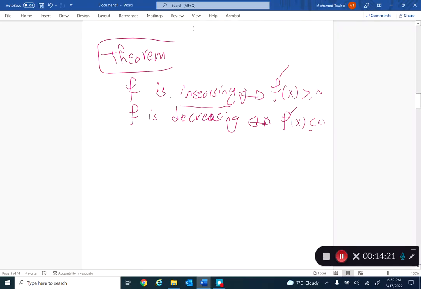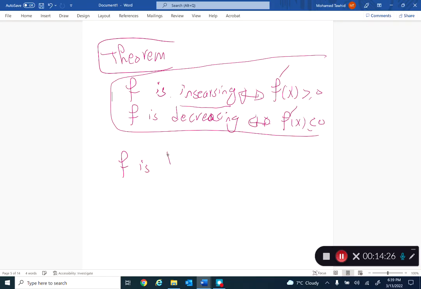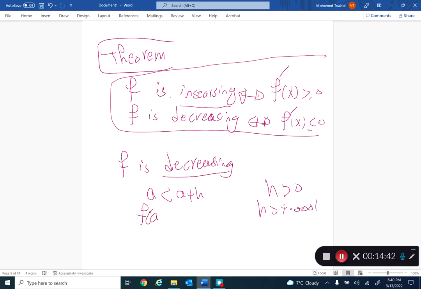But that is the one I really care about. If I know f is decreasing, in the same example that I gave to you, and a is less than a plus h, where h is positive, taking h close to 0 from the right, then the inequality should be switched from less than to greater than: f of a is greater than f of a plus h. So the function here is decreasing.